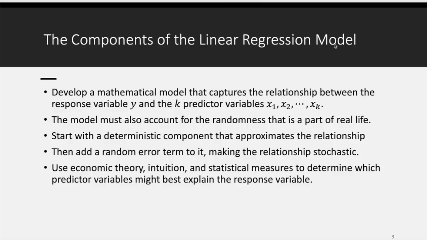So in order to develop a linear regression model, we start with a deterministic component that approximates the relationship we want to model. After that, we add a random error term to it, making it a stochastic relationship. So what are the components of the linear regression model? The components are the response variable, the predictor variables, and the error term. We are going to use economic theory, intuition, and statistical measures to determine which predictor variable might best explain the response variable.